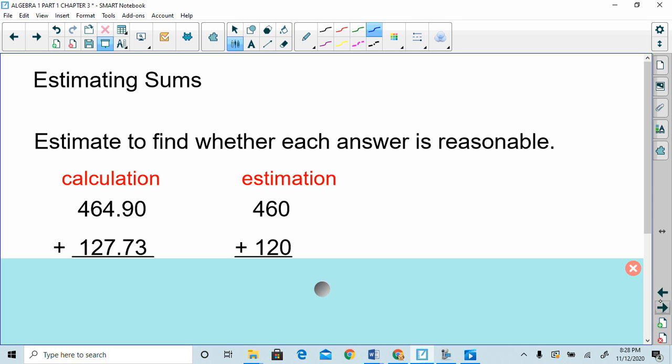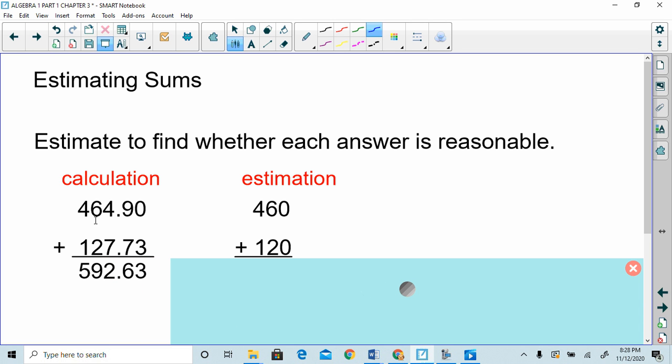It might help you to eliminate answers that aren't reasonable. So on the left, we're going to calculate the actual sum, and then to the right, we're rounding to the nearest tens. Again, a reasonable place there, and we're going to see if our answers are close. So again, go ahead and add in the first column, get your answer, and just adding up your columns.